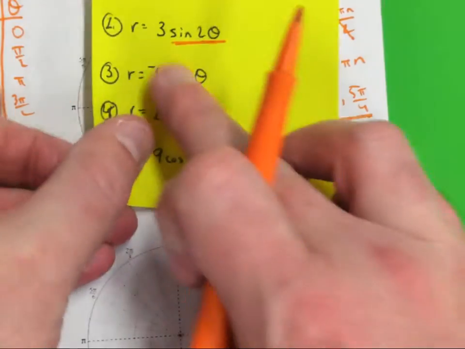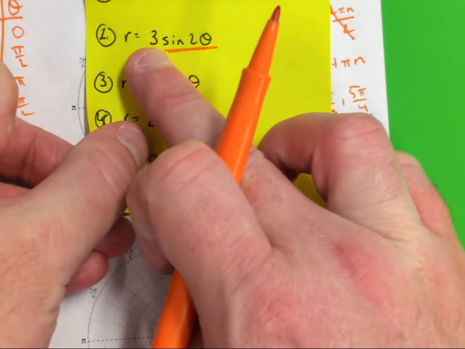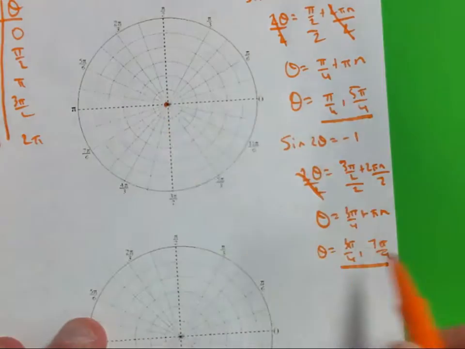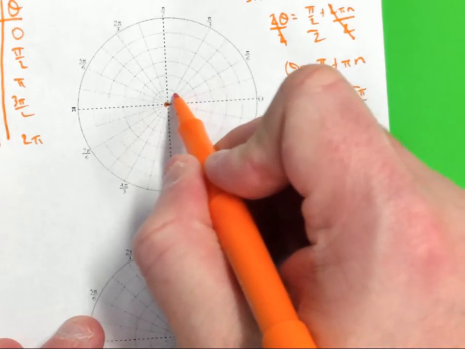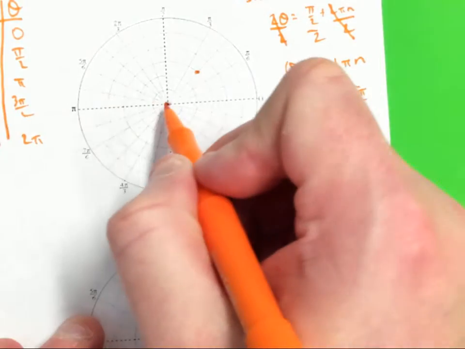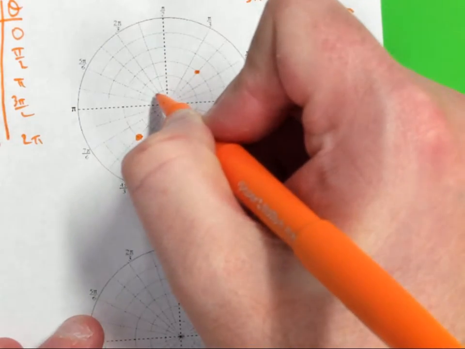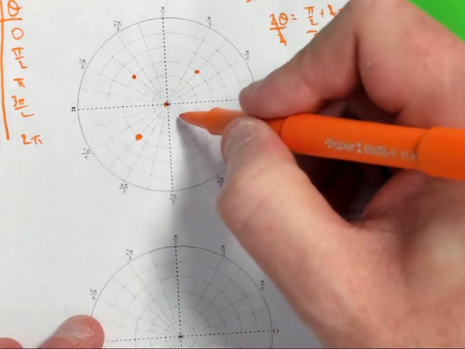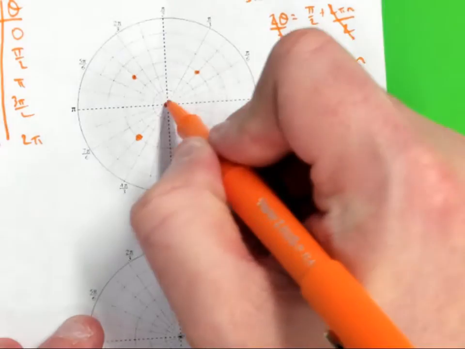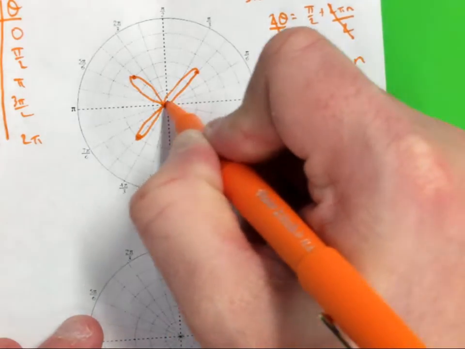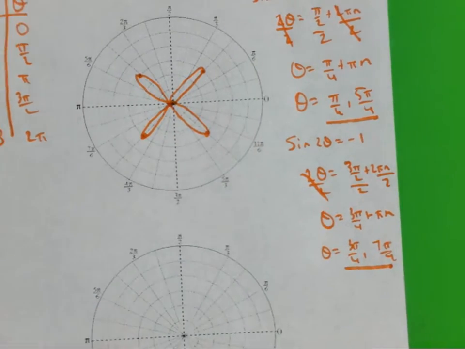Now, this number right here tells me what ring to go out to. 3. I always have a point at the pole. So I'm going to go pi over 4, 1, 2, 3. 5 pi over 4, 1, 2, 3. 3 pi over 4, 1, 2, 3. And there's my flower, my rose.